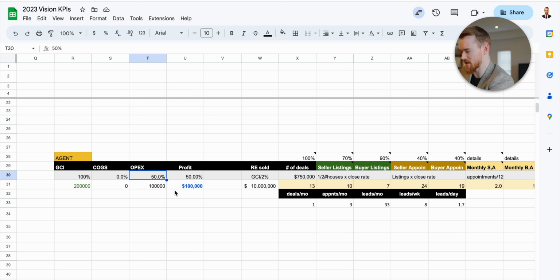So here's a quick deep dive for all you agents. Again, if you want to get this spreadsheet, or maybe you've got some other questions about joining a team, you've got questions for yourself as a solo agent, maybe you're a solo agent looking at this going, I don't have a 50% split, but I do have something like 35% operating expenses. Now you see how that changes all of your numbers in terms of what your actual profit ends up being. It doesn't change the number of houses you're necessarily selling, but it will change your profit and what you get to keep.